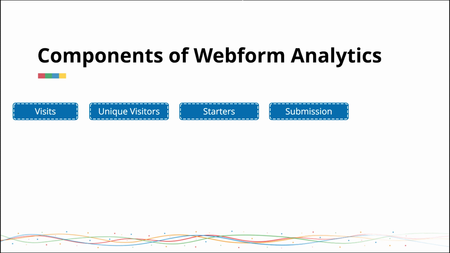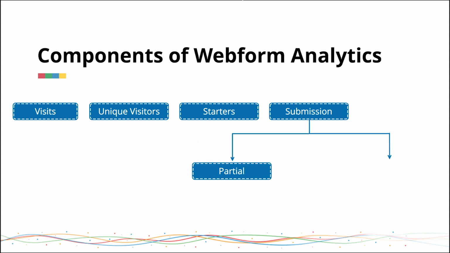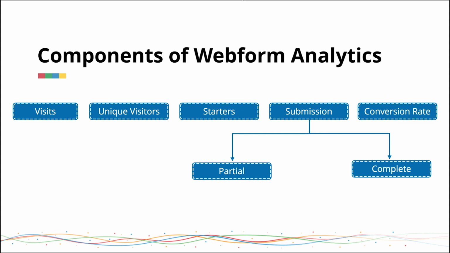This is further divided into a partial submission, which gives you the information of the forms submitted with missing field details. Complete submission, on the other hand, captures the count of forms fully filled and submitted. Lastly, conversion rate shows the information on the percentage of submissions from the total number of visits.